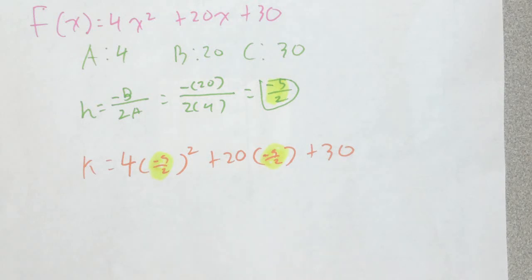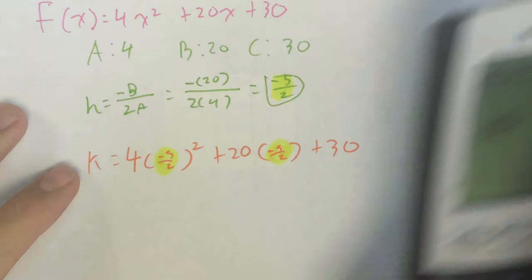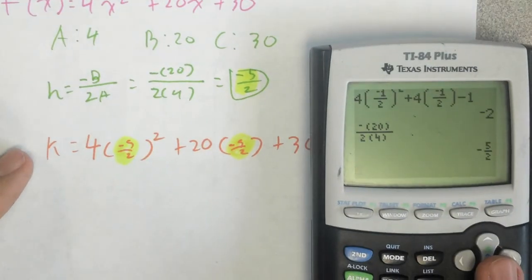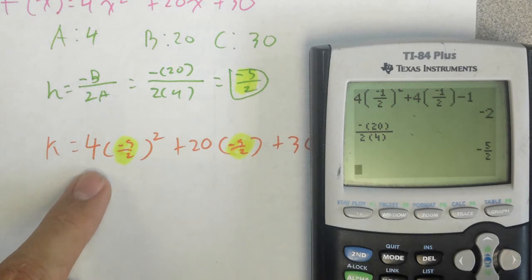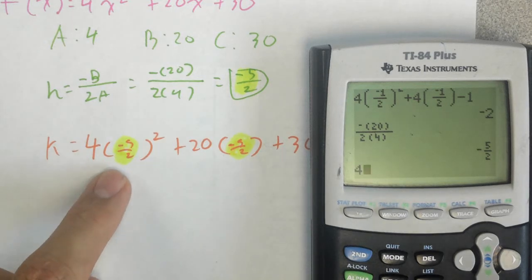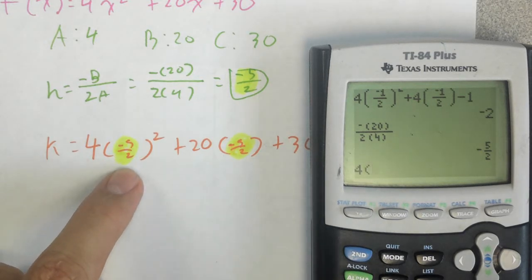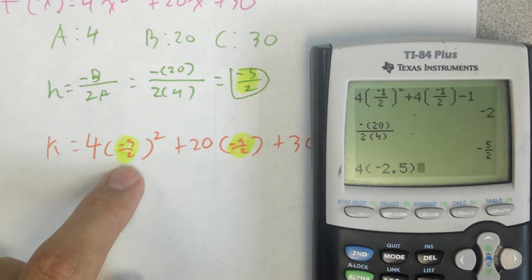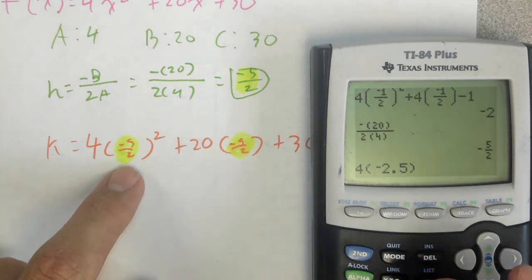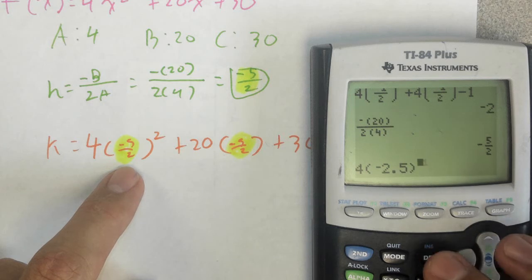Alright, well here's where things get interesting. I'm going to plug that in the calculator. Let's see what we get. 4 parentheses, negative 5 halves, by the way, is negative 2.5. You could always do alpha y equals and plug the fraction in there. That works. If you can recognize the decimal equivalents, you're welcome to do that.